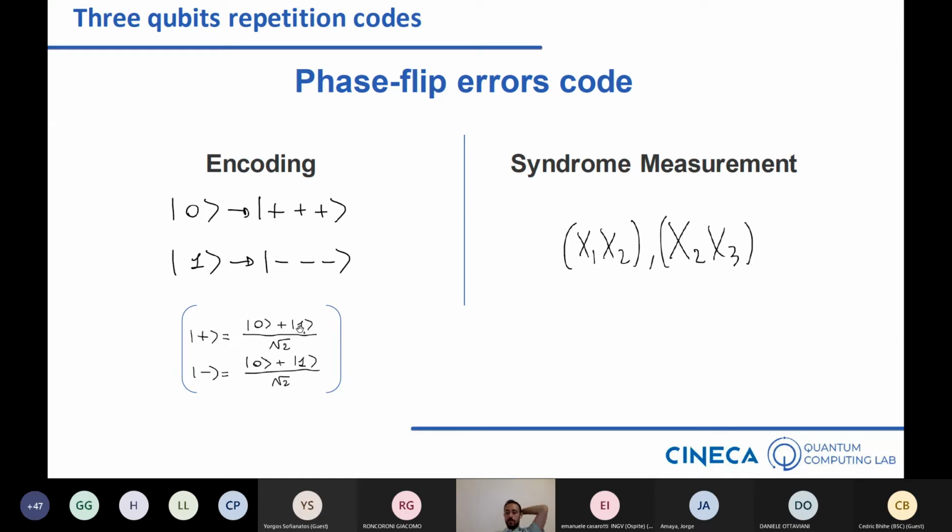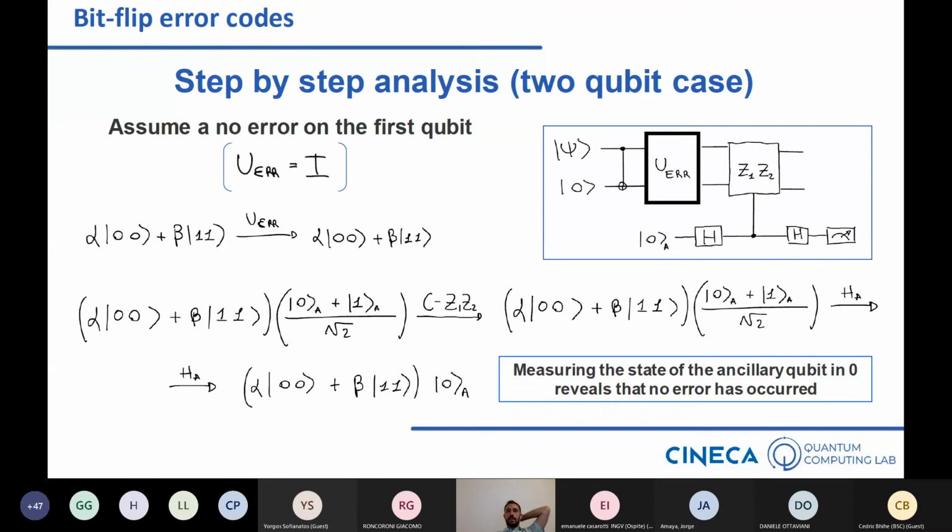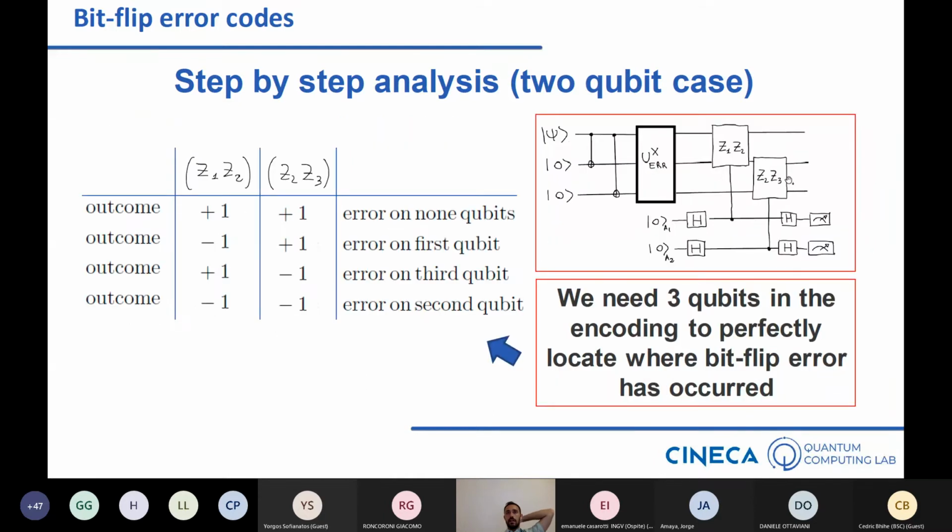Okay, does zeta1, zeta3 exist? No, okay. Here, zeta I means that it is gate zeta applied to qubit I. So you can also have zeta1, zeta I, zeta3. But in this case, for this error correcting code, you don't need zeta1, zeta3.